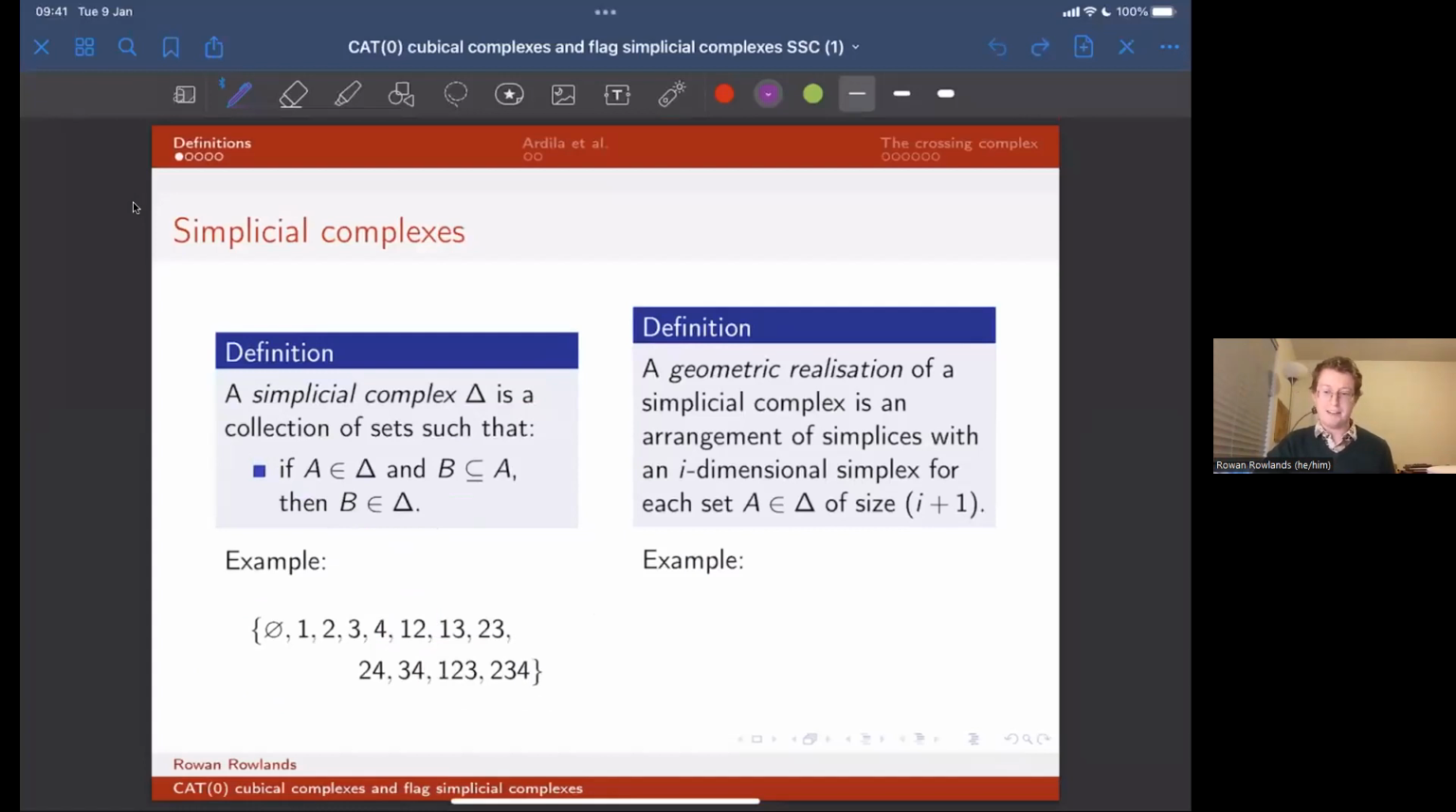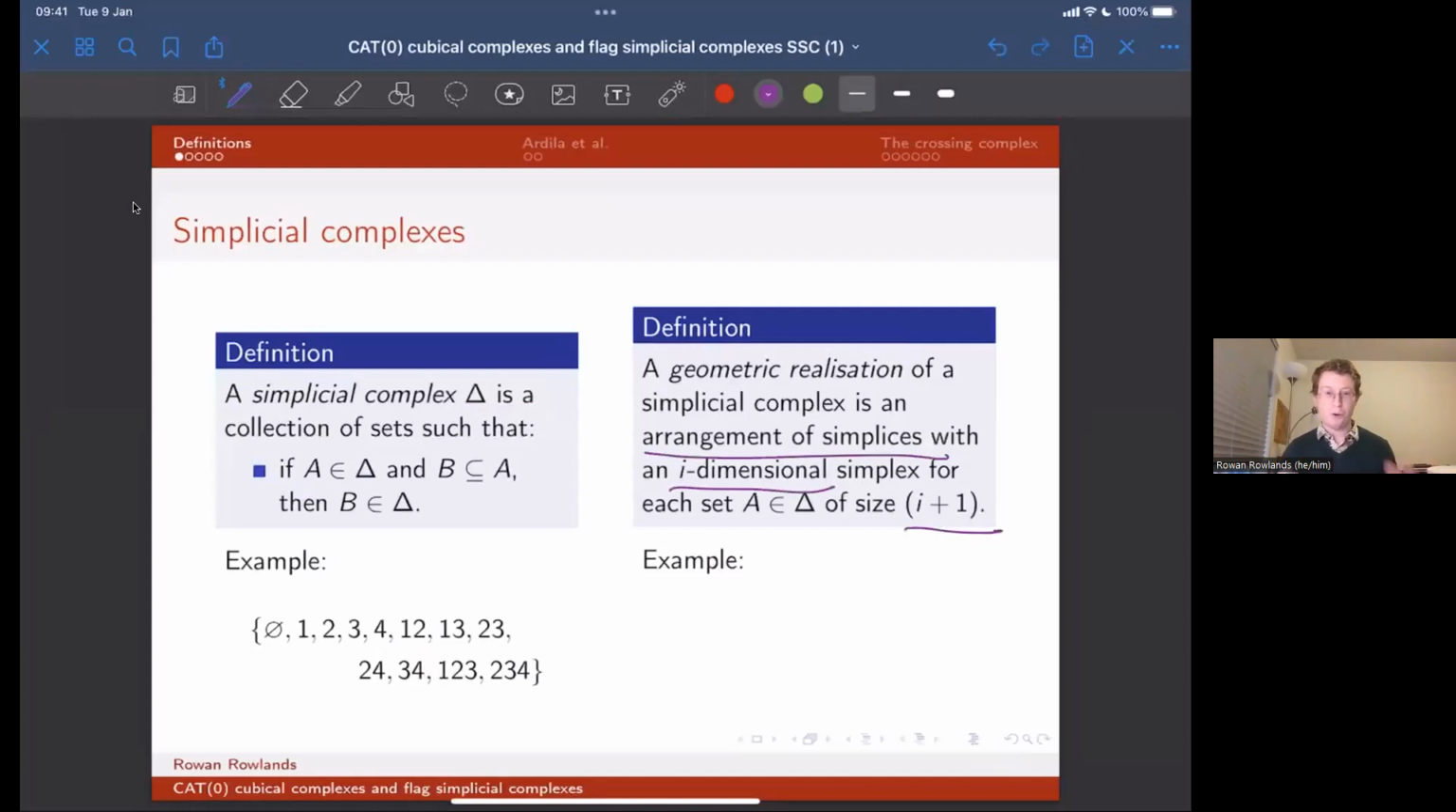I think there's a slightly more enlightening viewpoint of simplicial complexes, which is the geometric perspective. To convert between these perspectives, every simplicial complex has something called a geometric realization, which is an arrangement of simplices in Euclidean space with one i-dimensional simplex for each set in a simplicial complex of size i+1.